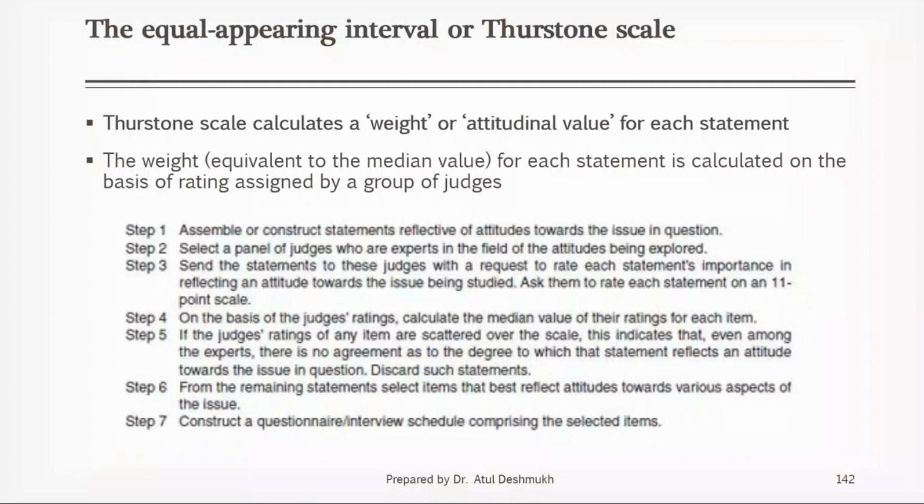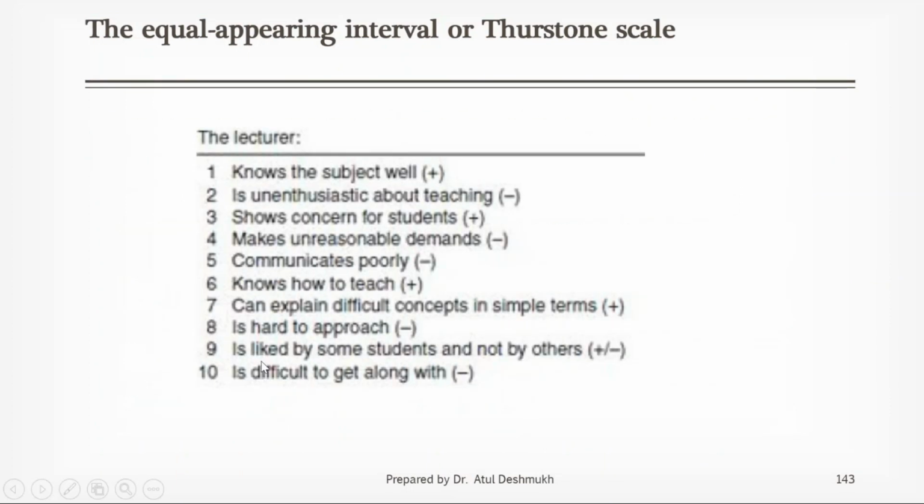The first aspect is that the Thurstone scale calculates a weight or attitudinal value for each statement, right? So what the Thurstone scale is doing is calculating a weight or value, an attitudinal value, for each statement. Now, if you see, we have 10 statements here.